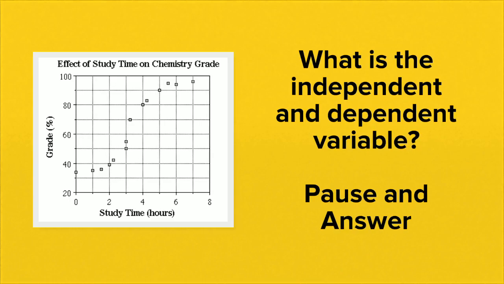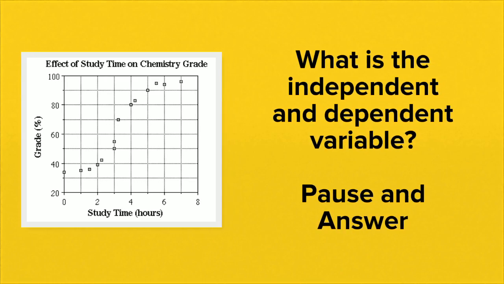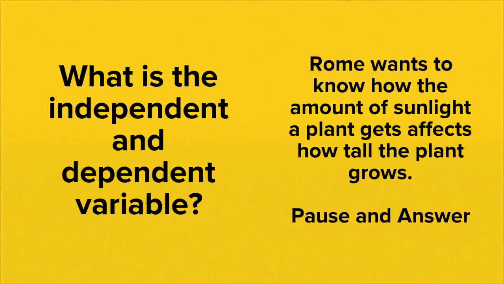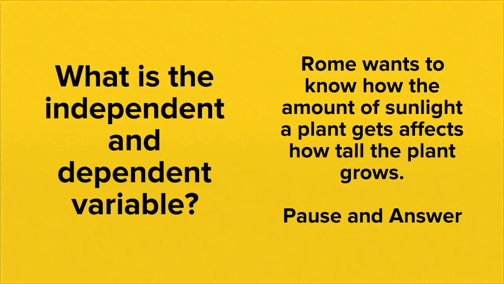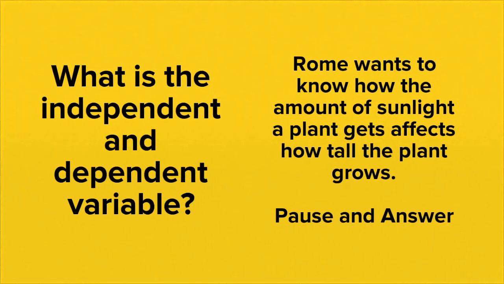Can you identify the independent and dependent variable on this graph? Pause and answer. Rome wants to know how the amount of sunlight a plant gets affects how tall the plant grows. What's the independent and dependent variable in this scenario? Pause and answer.